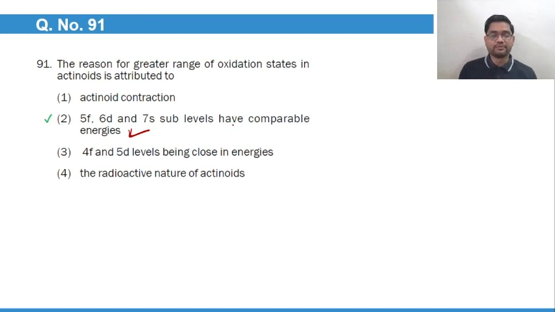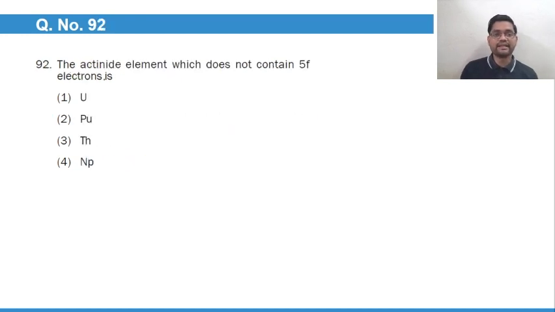Okay. Now, talking about 92, the actinide element which does not contain a 5f orbital. We are talking about actinides, and thorium is that element which does not contain an f electron. Clear? And if you remember its electronic configuration, it is 7s2 6d2 mostly.